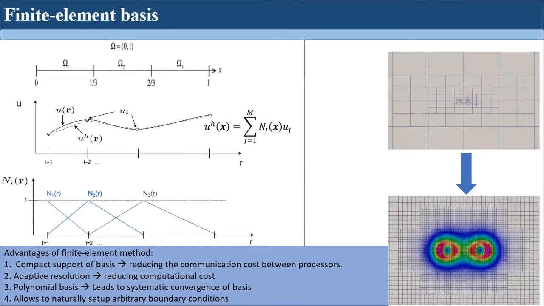If you notice here, the value of the basis function is non-zero only at the grid point or in the elements surrounding the grid point. This gives us a compact support. When you're dealing with large-scale multiprocessors, communication cost comes down, and we are required to have a refined mesh only near the atom domain, because only here there will be a lot of perturbations to the Kohn-Sham wave functions. We could gradually coarsen our mesh all the way towards the end of the domain, and we could save on computational cost. Since we're using a polynomial basis, we end up with a convergent basis set, and this also allows us to naturally set up any arbitrary boundary conditions.